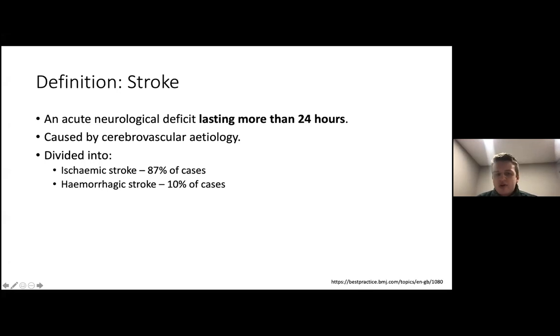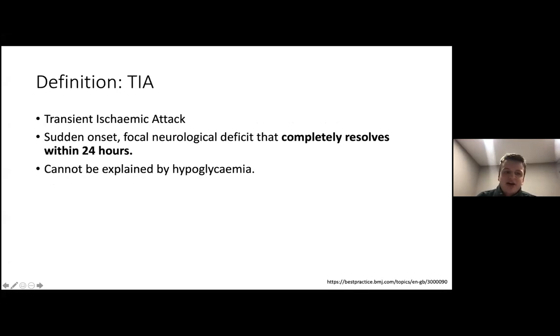So how does this differ from a TIA? A TIA is, again, a neurological deficit, but the symptoms of it resolve completely within 24 hours. And an important point to make about TIAs is it cannot be explained by hypoglycemia, which can mimic TIAs. So it's important to do a BM on patients to make sure it's not hypoglycemia.